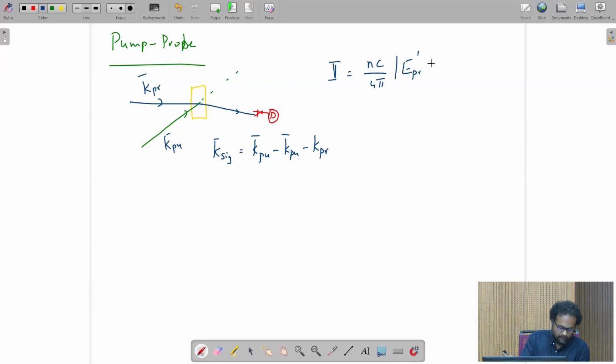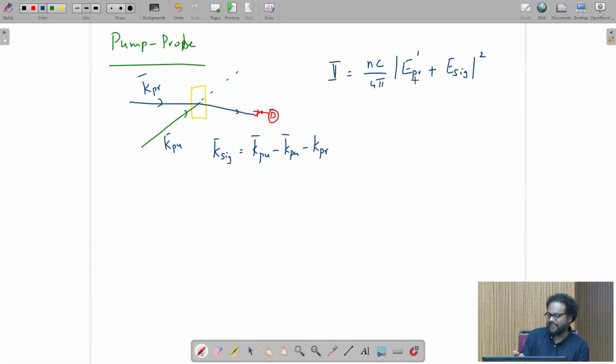Intensity is n_c over 4π times the transmitted probe E_pr prime plus your E signal, squared. Unlike the previous case where we had only the signal, in this case you will have a signal as well as the unabsorbed probe. So it's not background free, it has a background of the probe. The previous two cases we discussed were background free, only the emitted signal. Pump probe is a bit painful, but it's easier to do.